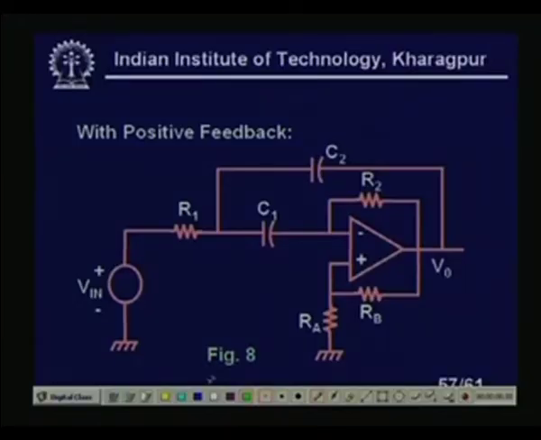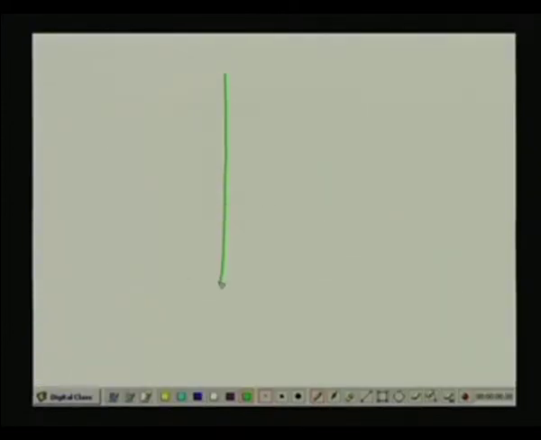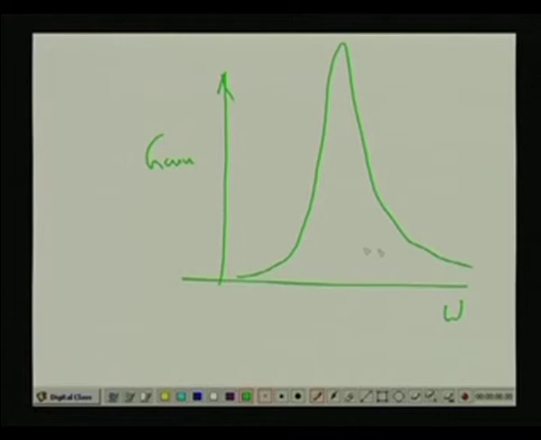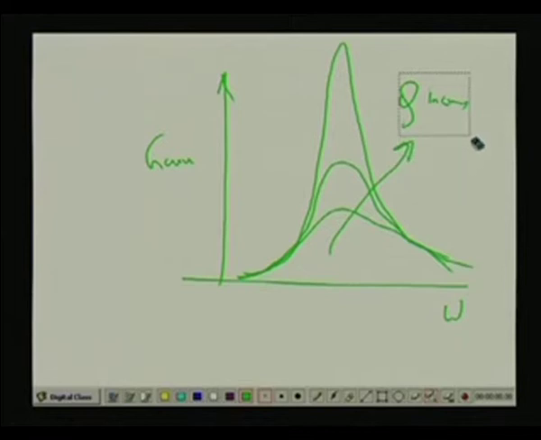Why I am telling this: if in the frequency plot I make omega and gain here, the larger the Q, the more and more selective the network will be, is not it? So, the Q increases here.